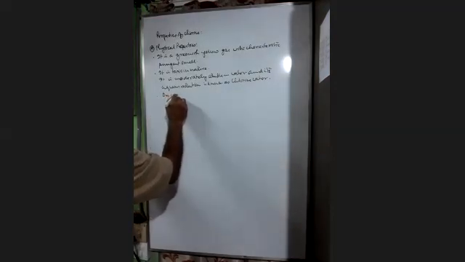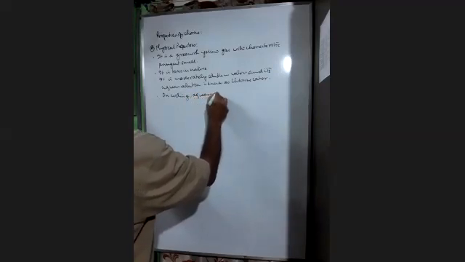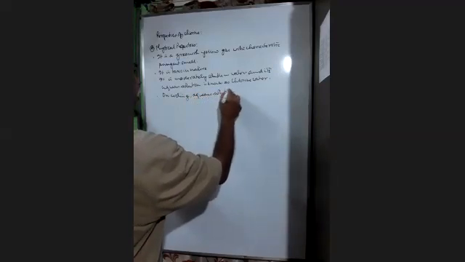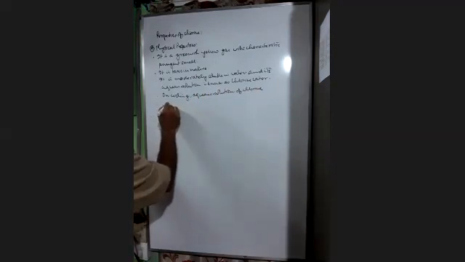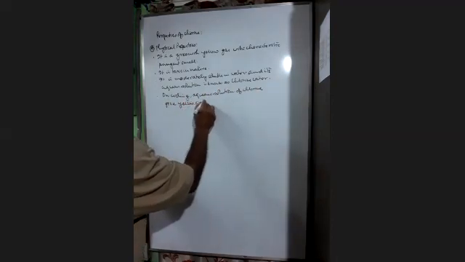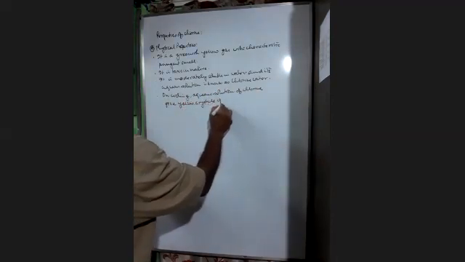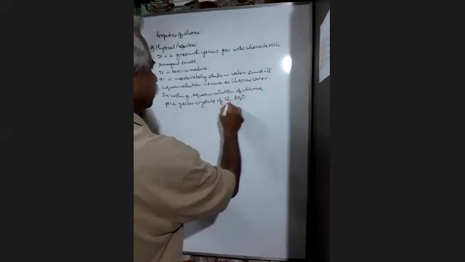On cooling, aqueous solution of chlorine gives yellow crystals of Cl2·8H2O. Please remember, this is for your entrance.